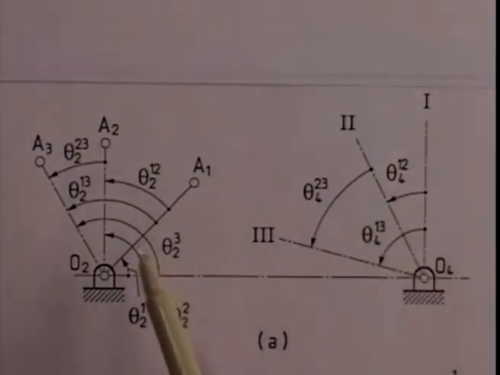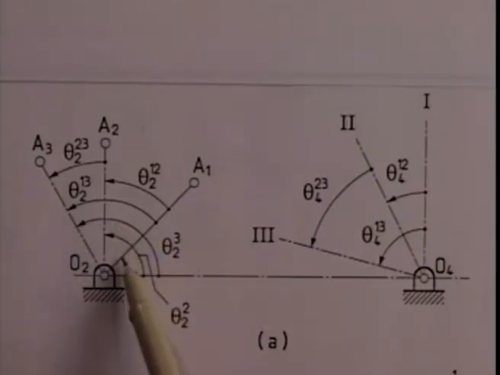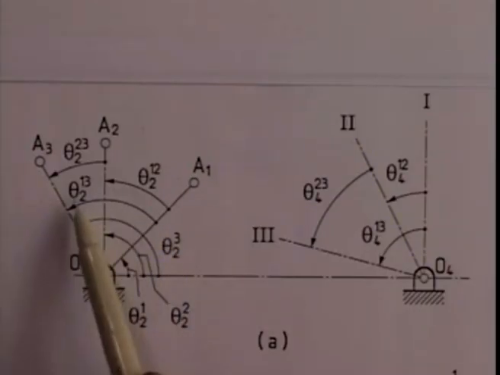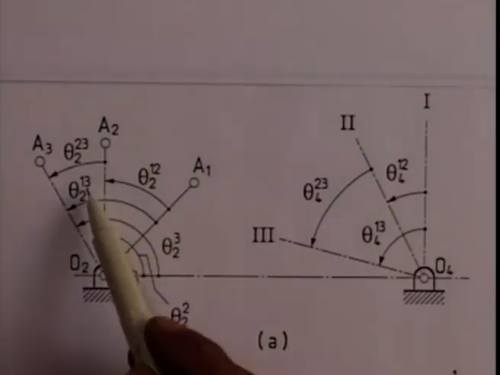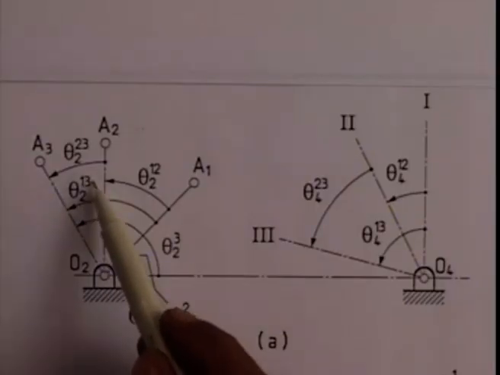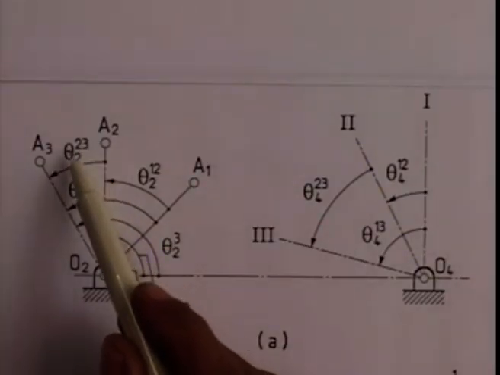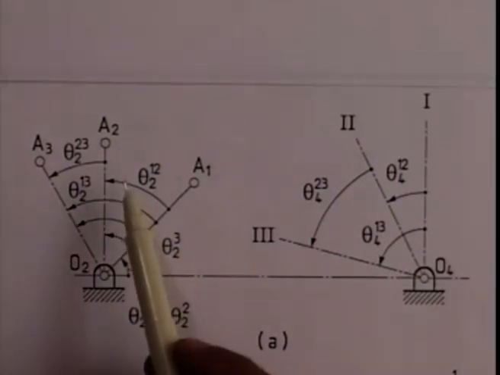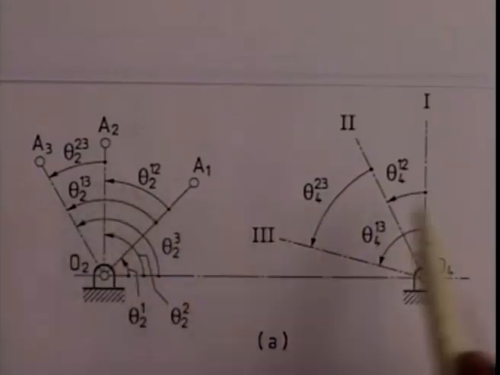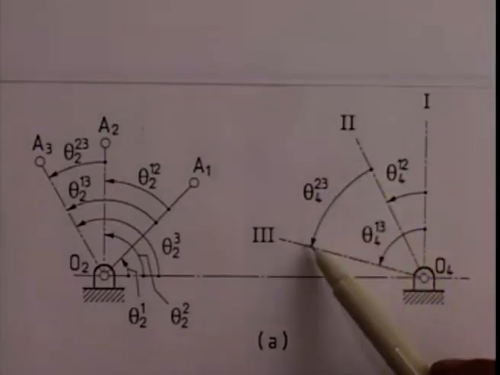So, we can easily see that this whole angle, which is theta 2 3 minus theta 2 1, I can say is theta 2 1 3. I would ask you to note the superscript. 1 3 means theta 2 3 minus theta 2 1. 2 3 means theta 2 3 minus theta 2 2, and so on. So, to solve this problem, that is to satisfy these two pairs of coordinated movements, theta 2 1 2 must generate theta 4 1 2 and theta 2 2 3 must generate theta 4 2 3.